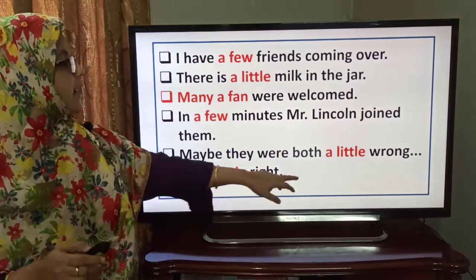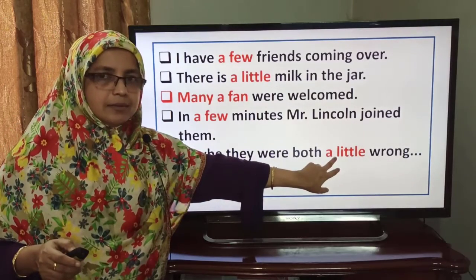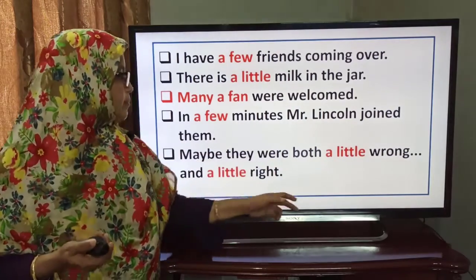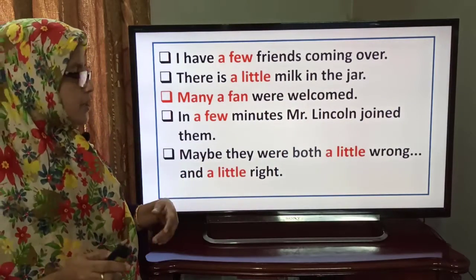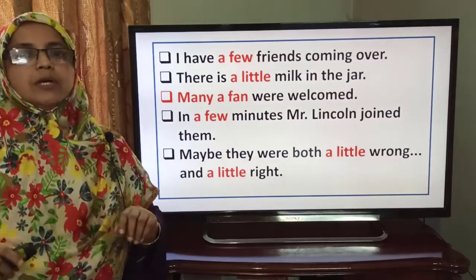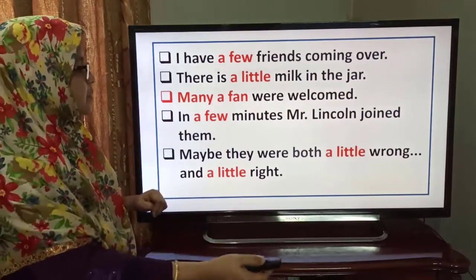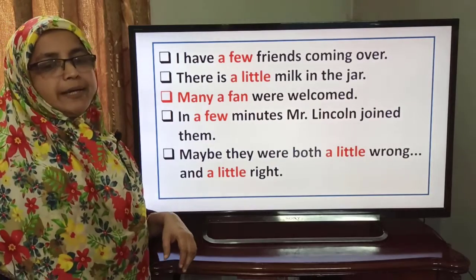Maybe they are both a little wrong or a little right. A little, we use a. A small amount of something, we use a. Maybe your friend told you something, then you said, maybe they are both a little wrong, a little right.